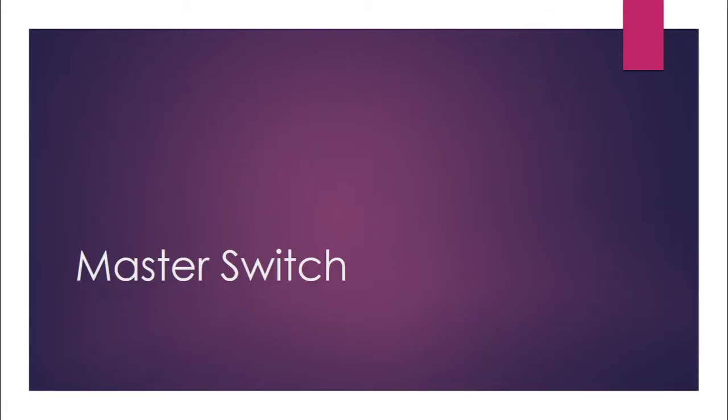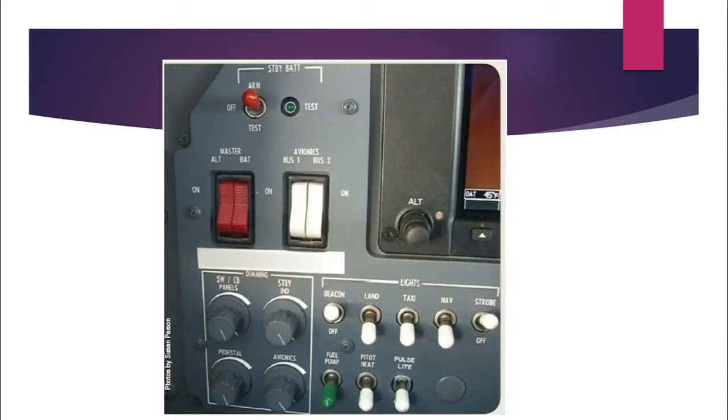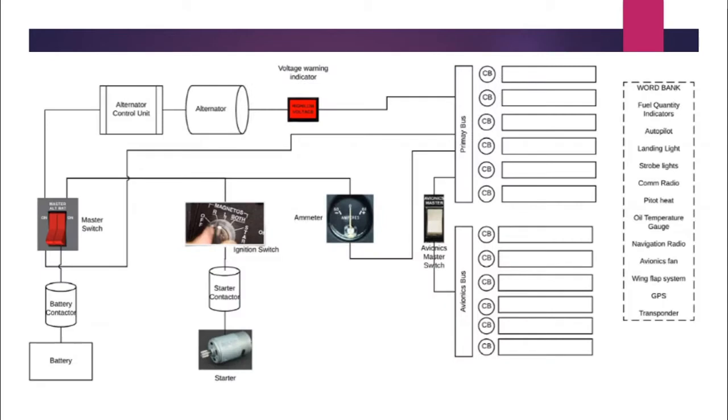So next up is the master switch. The master switch is what controls all the electrical power for the airplane and starts all of the systems running. So this is like this big red button right here, master.